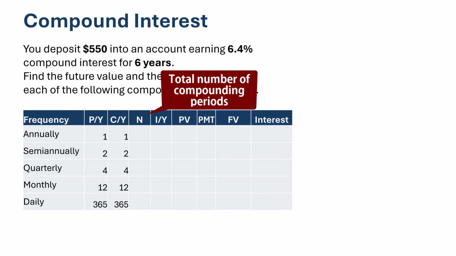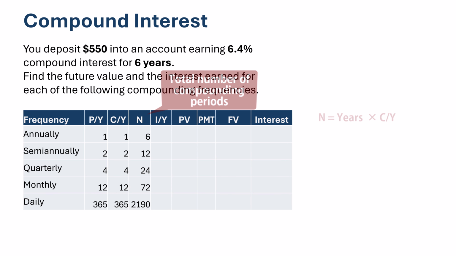N is the total number of compounding periods over the entire term. To find N, we'll multiply the number of years by our compounding frequency. For the 6-year term, compounded annually, N is 6 times 1, which gives 6. For semi-annual compounding, N is 6 times 2, which is 12. For quarterly, 6 times 4, which gives 24. For monthly, 6 times 12, 72. And for daily, 6 times 365, 2,190.